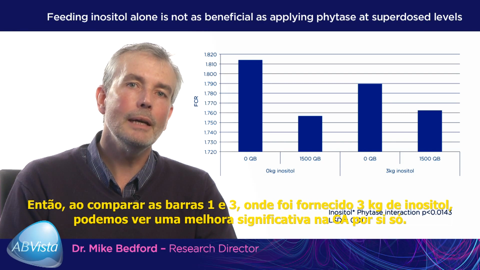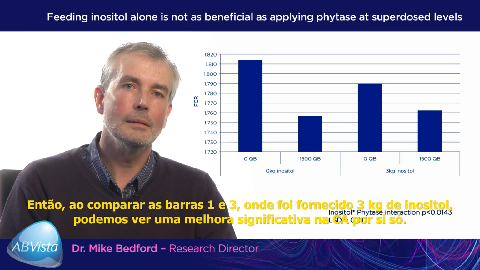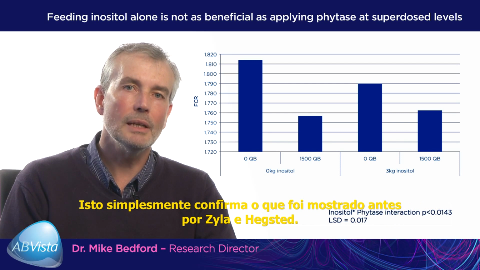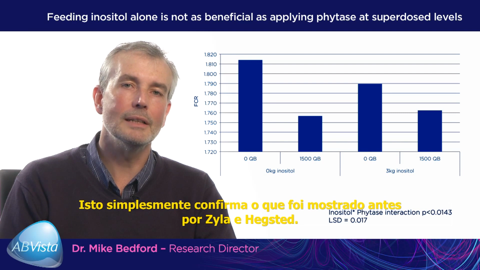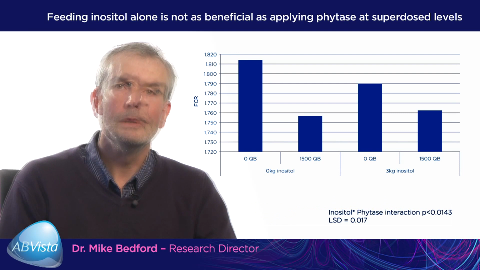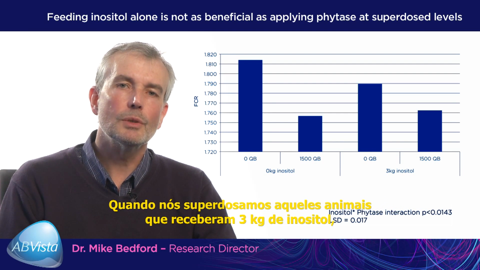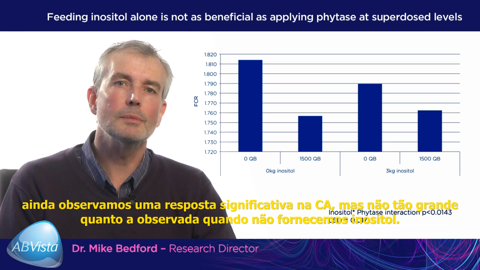So you can see by comparing bars 1 and 3 that feeding 3 kilograms of inositol results in a significant improvement in FCR in its own right. This simply confirms what's been shown before by Zeiler and Hegsted. When we superdose those animals which received 3 kilograms of inositol, you still get a significant response in FCR, but it's not as large as you see when you do not feed inositol.